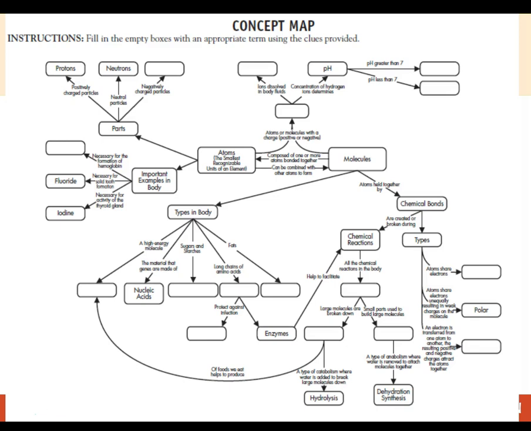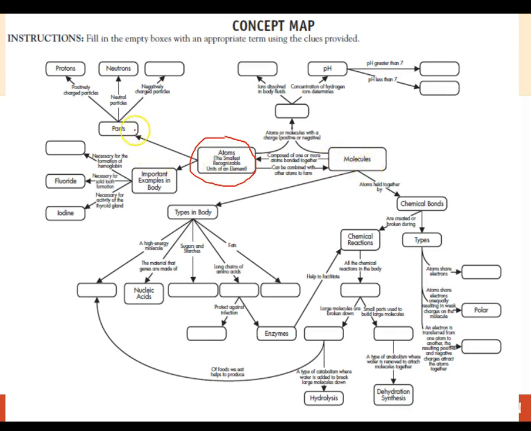Okay. So atoms are the smallest recognizable unit of the element. So we have a couple different ways we can go. We've got important examples in the body. Atoms are molecules with charges, and then back and forth to molecules. Molecules: one or more atoms bound together forms a molecule.